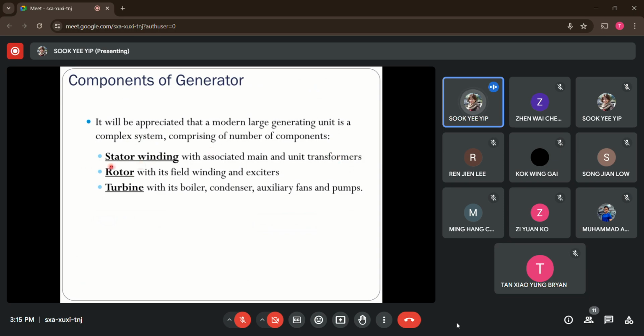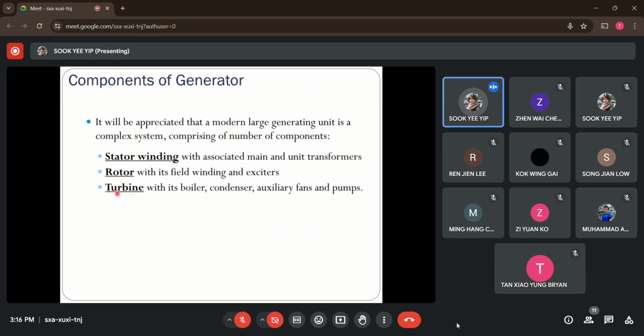And then we have the rotor as well. The rotor is the rotating part of the machine. It will be wound by the field winding. This field winding will be supplied by an exciter, as explained in the previous slide, and its intention here is to generate the magnetic field for the machine operation.